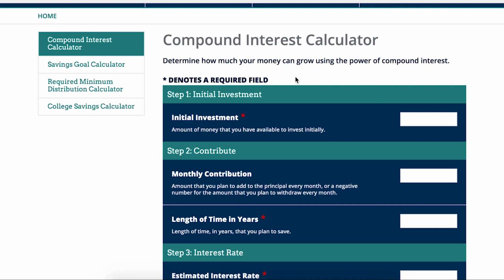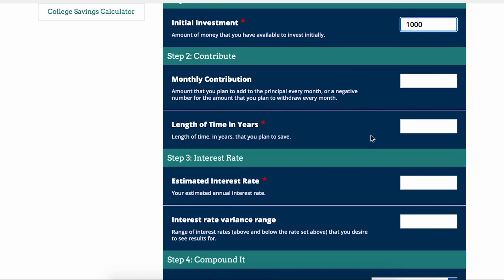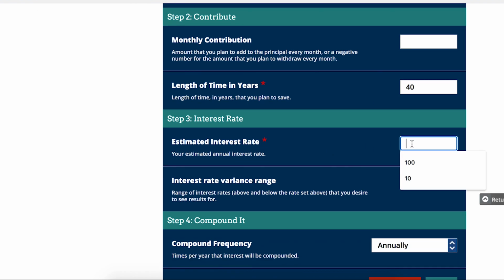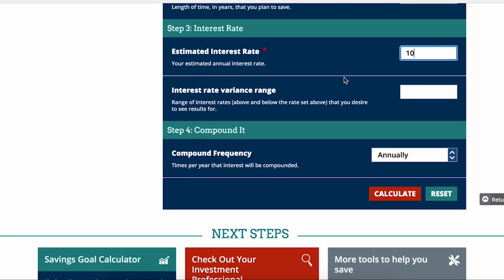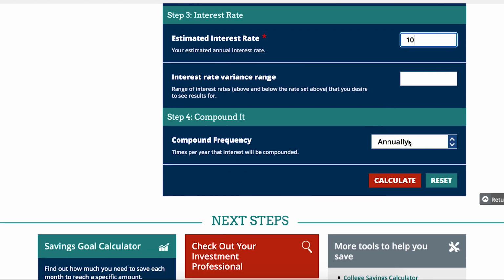So let's take a look at just compound interest alone. What we're going to do is start out with an initial investment of, let's say, $1,000, okay? We're going to do 0 monthly contributions because, again, we just want to see what compound interest alone can do for our wealth over a long period of time. So let's do 40 years length of time. Estimated interest rate or growth rate, let's do an average of 10%, okay? I know you're not always going to get 10%. I know what the trolls are going to say. Just for the sake of easy math and easy numbers, okay? So now let's compound annually, right? And then calculate.